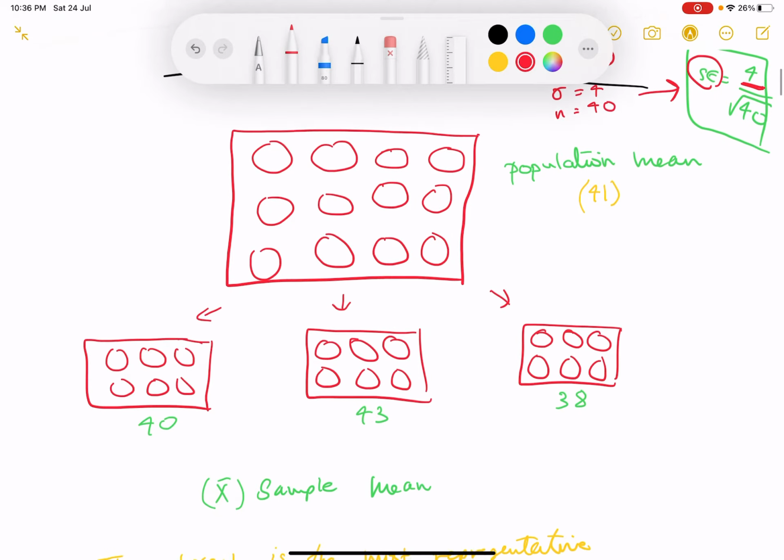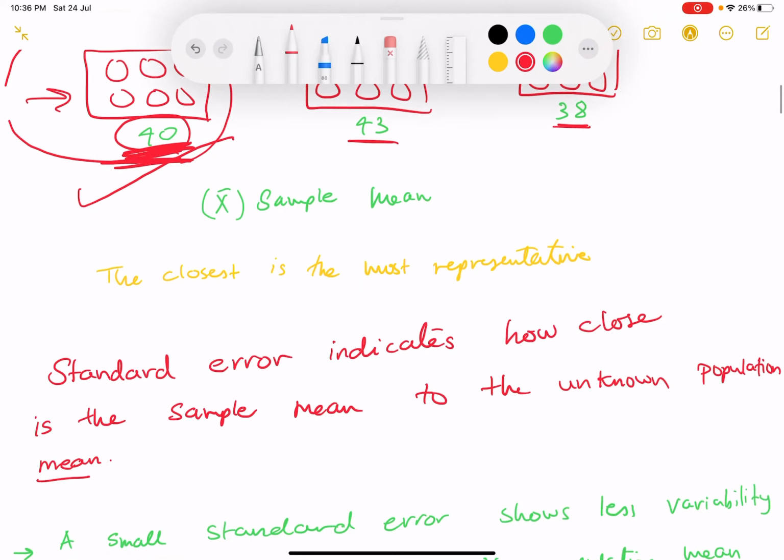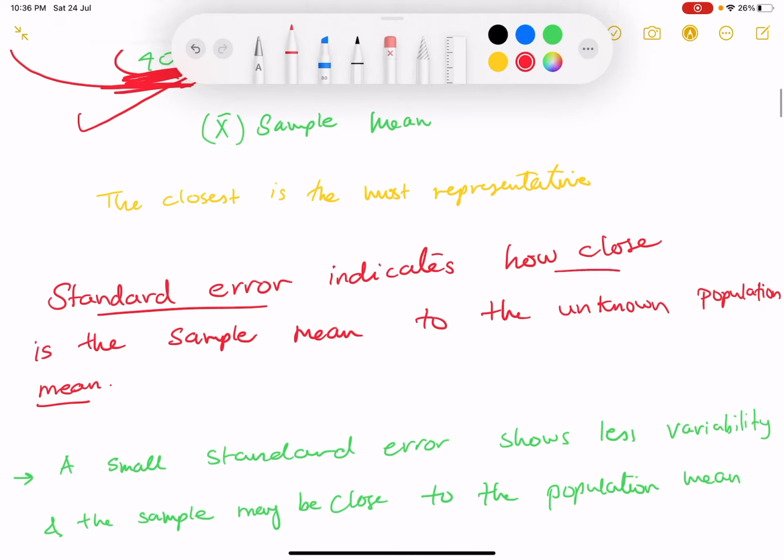Okay, so if we have a population which has a mean of 41, and then we took different samples and found the mean of each one, then we can see that this sample is the most representative of this population because its mean is the closest. So this mean is closer than this mean when we compare it with the population mean. So it's the best sample. And the standard error indicates how close the sample mean is to the unknown population mean.